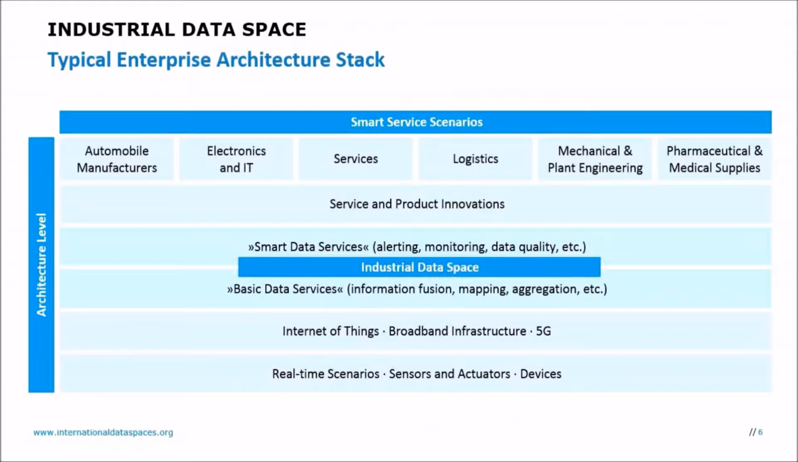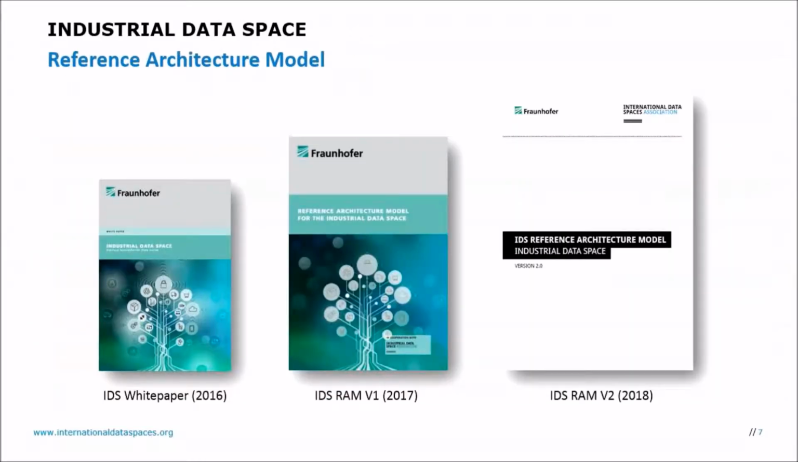If we look at a typical enterprise architecture stack, the industrial data space is located somewhere between the very basic services of the Internet of Things, of network connections, 5G connectivity. So this is all on the network layer, which is not really targeted by the industrial data space. Also, in the industrial data space, we are not looking at services as smart services or service-oriented architectures, as they are very popular, but we really look at the data layer in between, so where it's about exchanging data, aggregating, and making data available, especially in an interoperable way across companies, across organizations, and even across industries and domains.